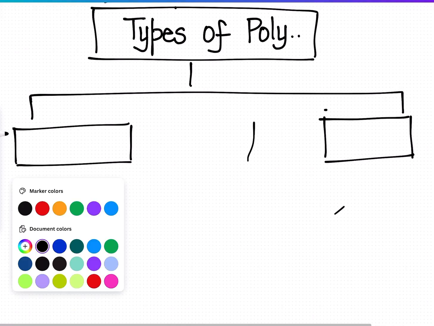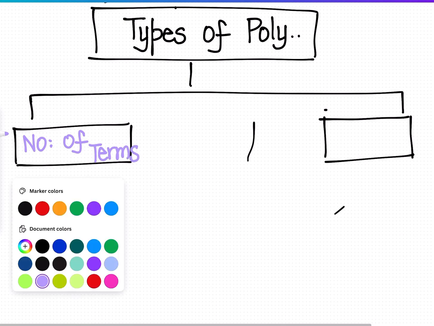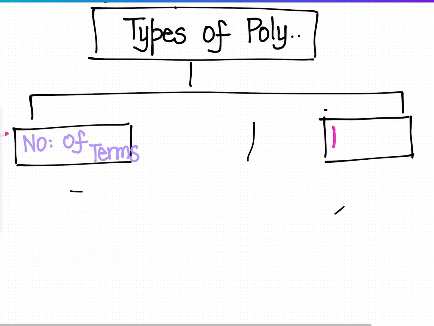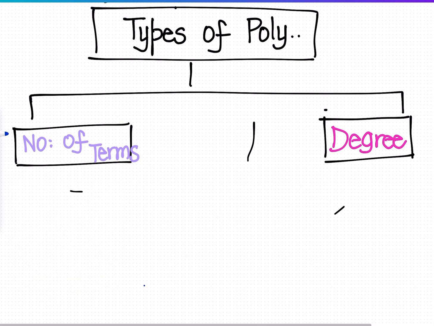So let us write down how we classify them. The first way in which we classify them is by the number of terms. And the second way is by the degree of the polynomial. All right, so now let us see how we classify them by the number of terms. If the number of terms in the polynomial is 1, that type of polynomial is called a monomial, with one term.